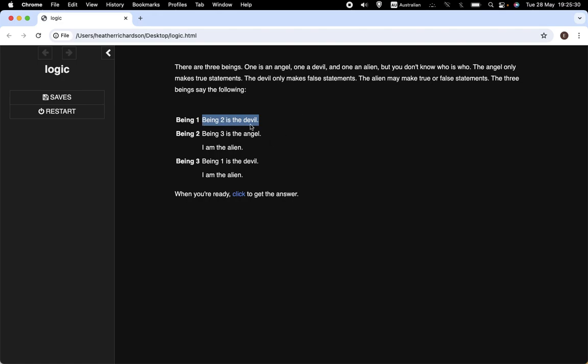If being 1 is the angel, then being 2 is the devil, because the angels always tell the truth. So if being 1 is the angel, then being 2 is the devil. If being 2 is the devil, then being 3 is not the angel, because devils always lie, and being 2 is not the alien. Well, those two are compatible with it being the devil. So it may be the case that being 1's the angel, being 2 is the devil, and being 3 is the alien.